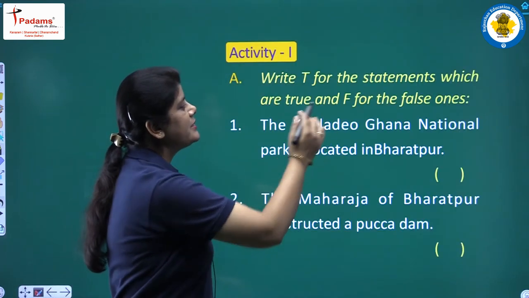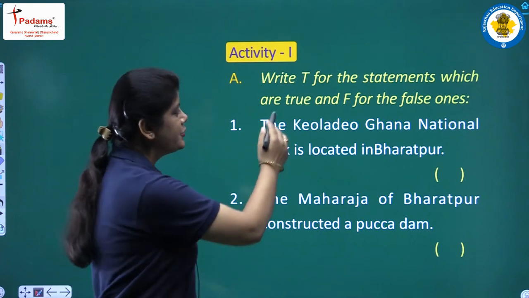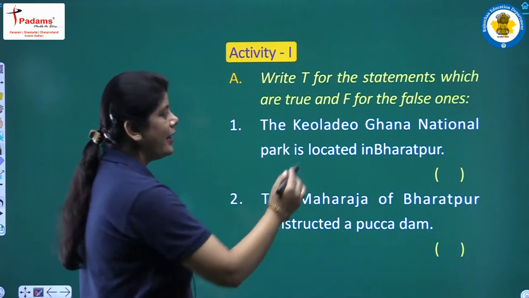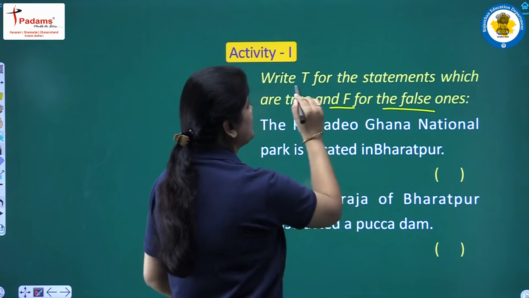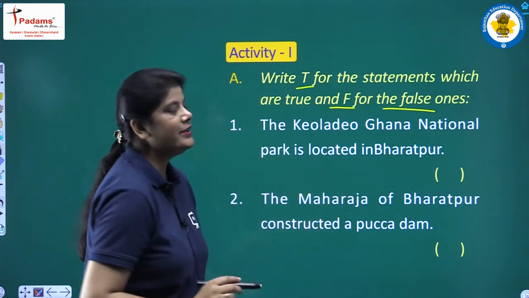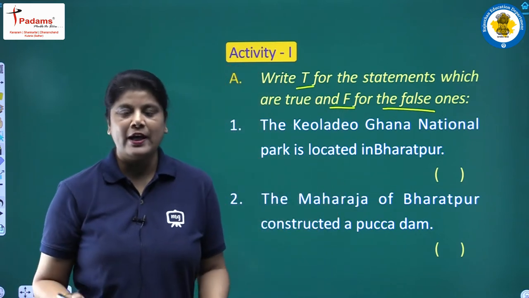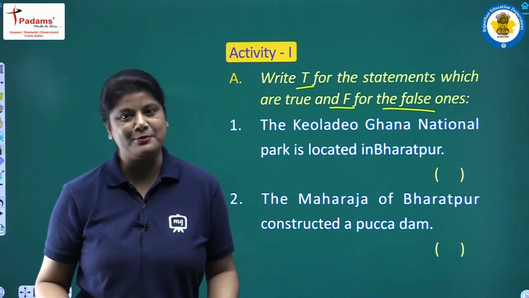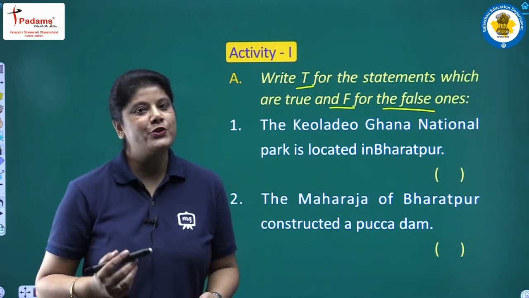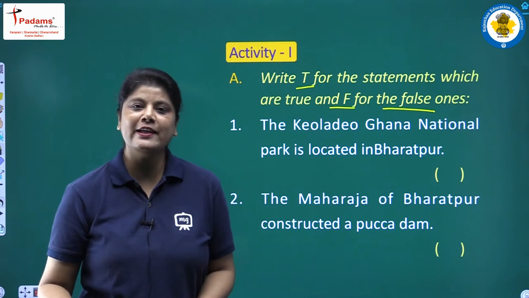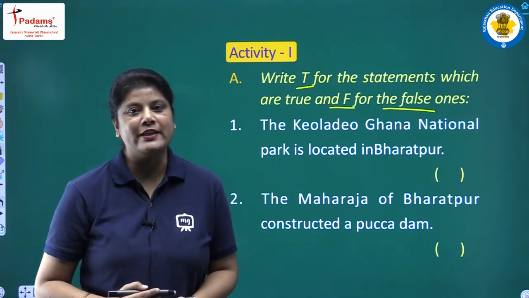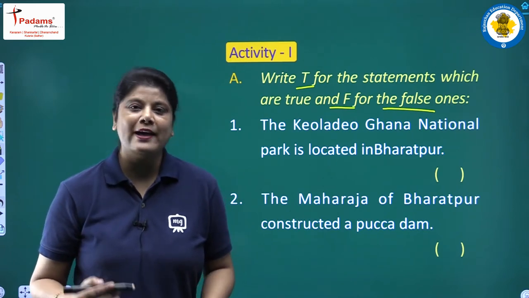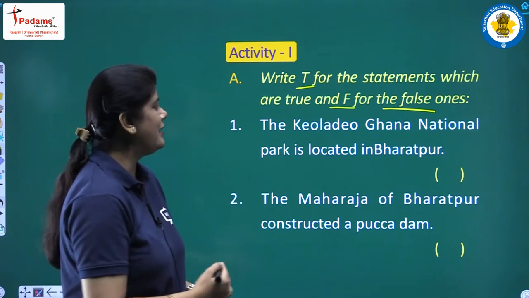Write T for the statements which are true and F for the false ones. We have to write T for true and F for false statements. Okay students, true statements ke liye hum T likhenge aur jo statements false hain, wrong hain, unke liye hum F likhenge. So let us start.